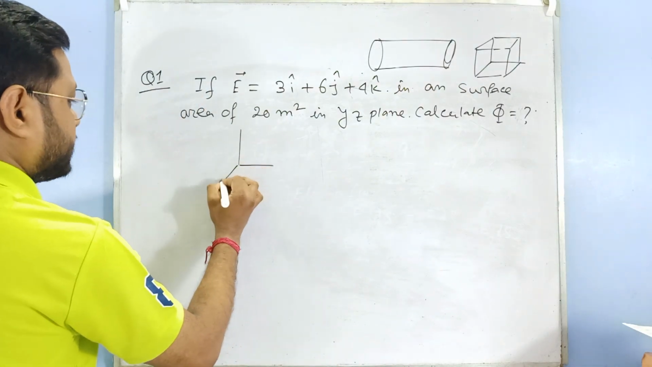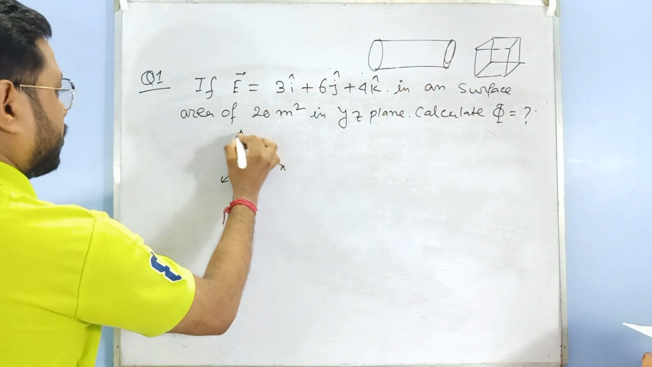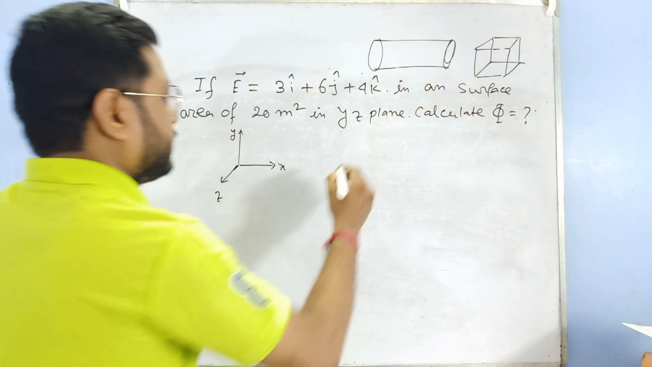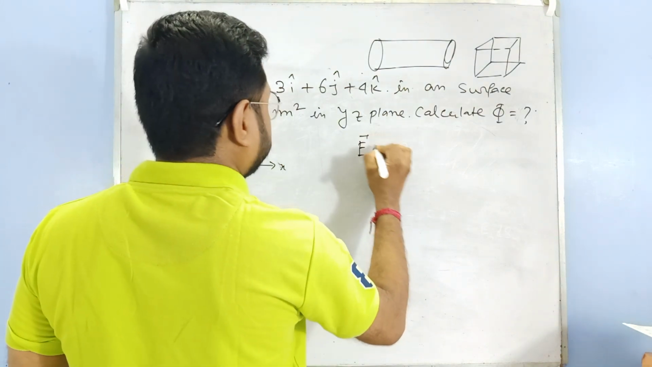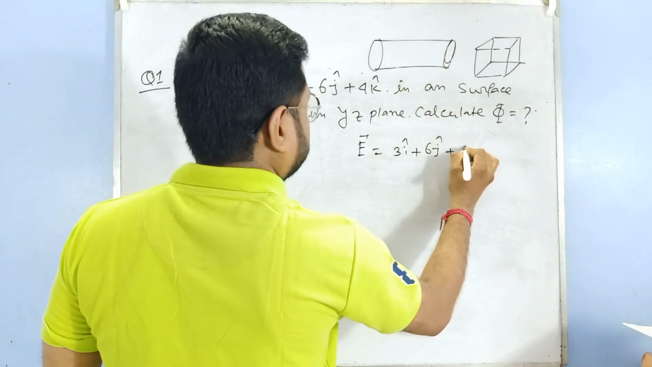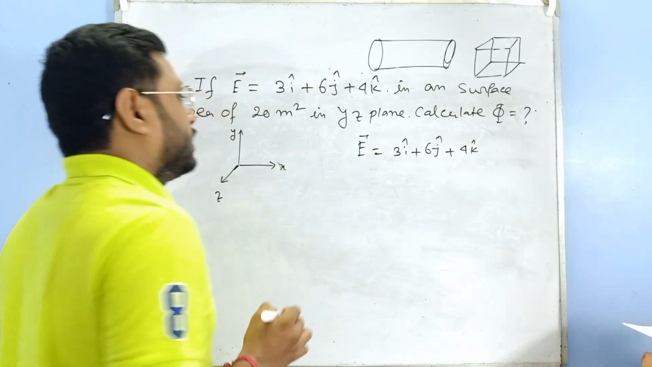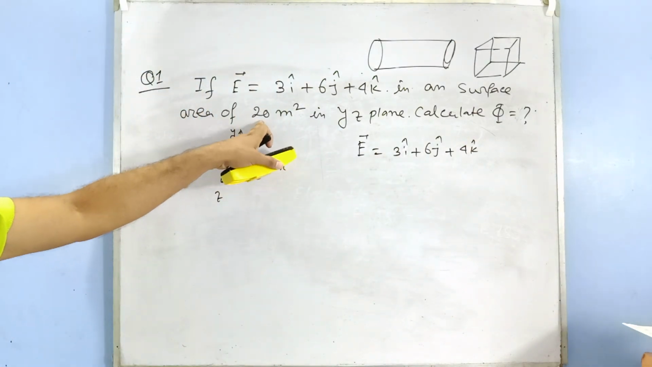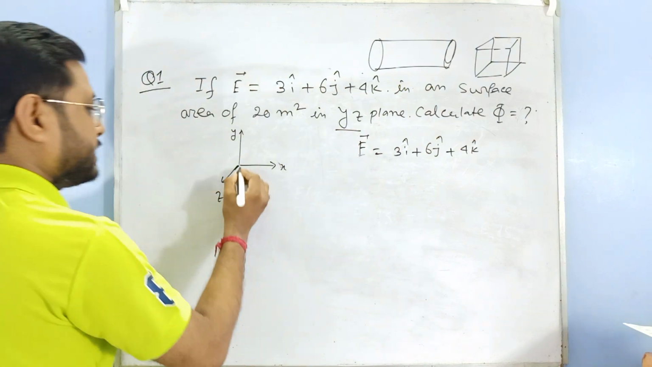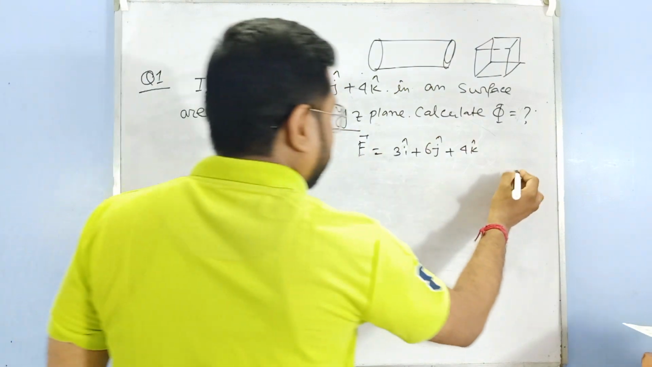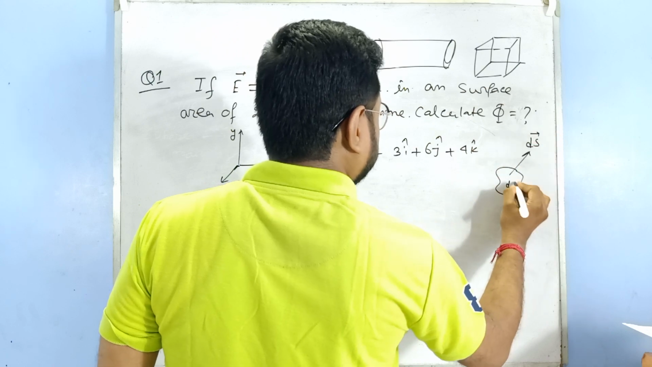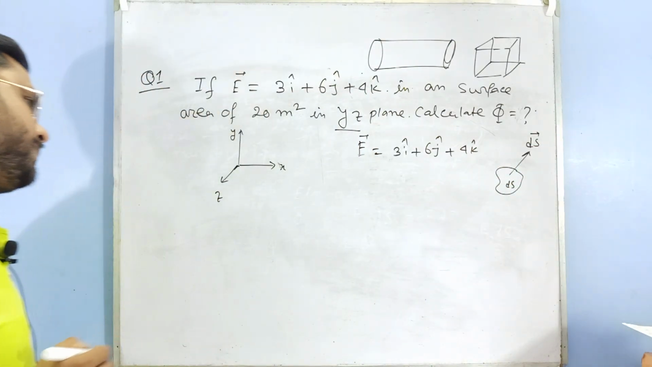So, if we consider this is x, y and z, so we can get the value of E as 3i cap plus 6j cap plus 4k cap. Now, what is the direction of the area vector? It is confined in the YZ plane. We know that the direction of the area vector is perpendicular to the area of the element.